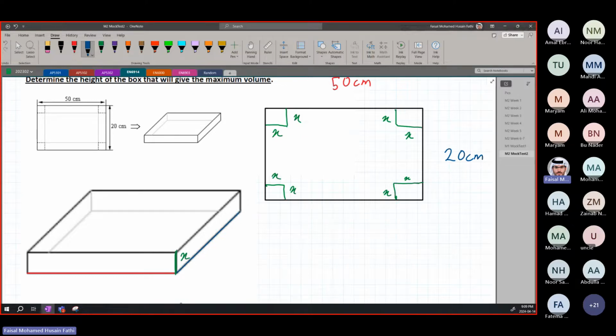Why? Because we are removing a part here. This part is being removed, this part is being removed, all of this over here is being removed, and all of this over here is being removed. So how much are we removing? Remember, this is just equal to x. It's a square, so these are all equal to x on the outside as well, a square of size x.